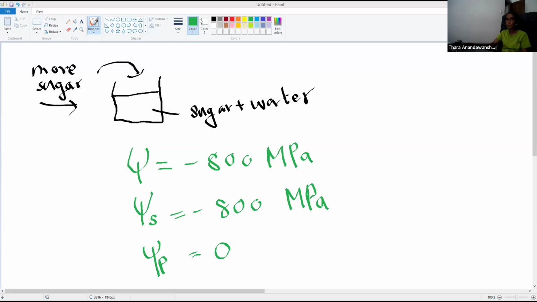Next, that one, solute potential. Right, let's read solute potential, what it is. If there is anything necessary we can note down.